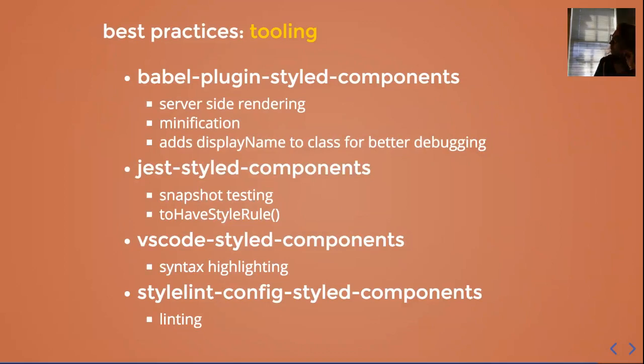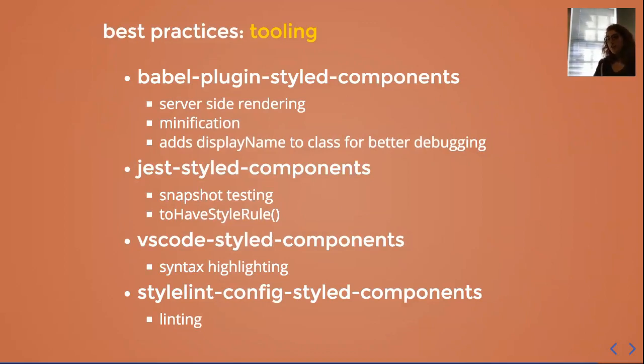Do you know if the VS Code style components extension has been updated for the beta yet? I don't think so, because I was noticing when I used the global style thing, it didn't highlight it. Okay, so yeah, I don't think so. Probably pull requests. Yeah.